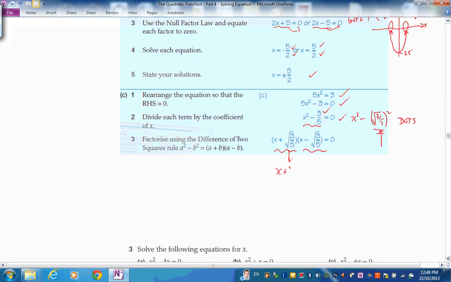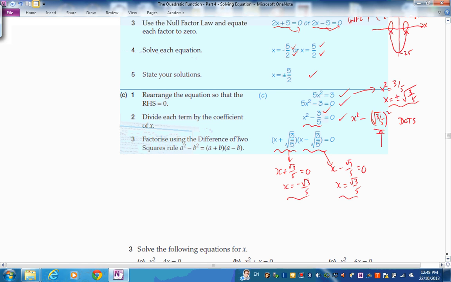X plus root 3 over 5 is 0. X equals negative root 3 over 5, or x take root 3 over 5 is 0, x equals plus root 3 over 5. You get those two solutions. Or you can come back up here and say x squared is 3/5, divide both sides by 5, x equals plus or minus root 3 over 5. So it's the same maths really, set out differently.